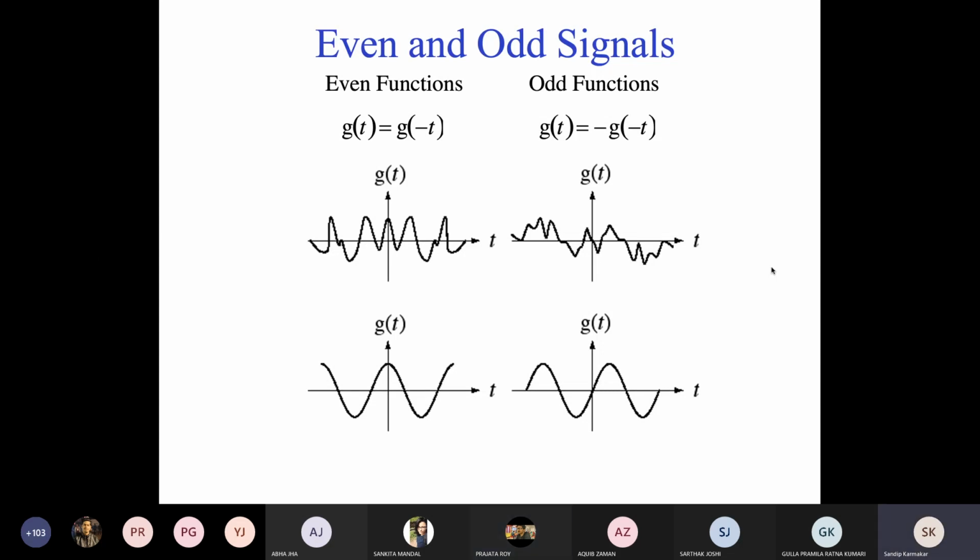Now, which of these four is odd and which of the four is even? First one is odd or even? Even function. And second one? Odd function, sir. Third one is even. And fourth one is? Odd function. Fourth is sine and third one is cos.